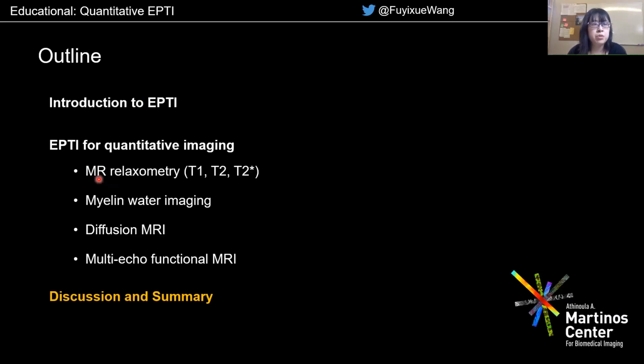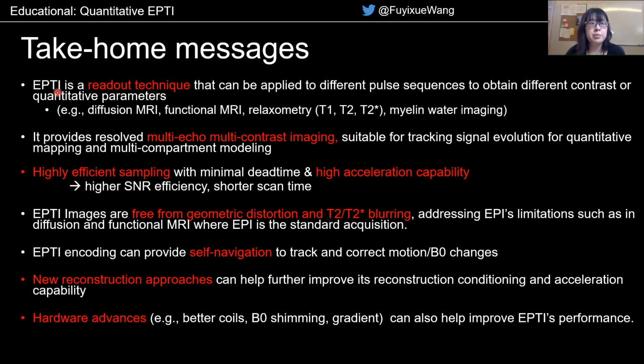So we've reviewed EPTI's application in MR relaxometry, myelin water imaging, diffusion MRI, and also multi-echo functional MRI. To summarize, EPTI is a readout technique that can be applied to different pulse sequences to obtain different contrasts or quantitative parameters. We've demonstrated EPTI's applications in diffusion and functional MRI, MR relaxometry, and myelin water imaging. It provides resolved multi-echo multi-contrast imaging, which is suitable for tracking signal evolution for quantitative mapping and multi-compartment modeling.